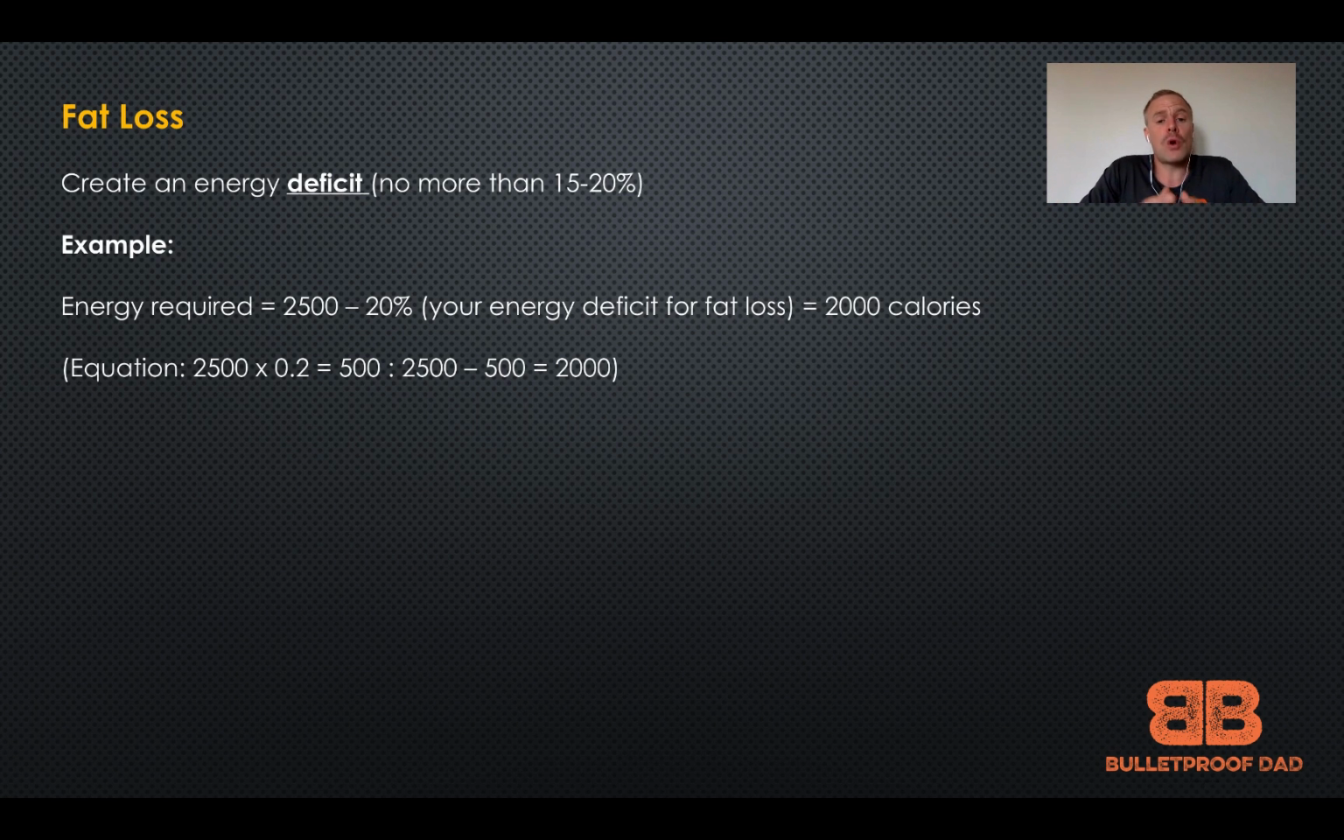So, for example, if you require 2,500 calories for the day, you'd want to create about a 15 to 20% energy deficit for fat loss, which is 2,000 calories in this example. So 2,500 times 0.2 equals 500. 2,500 minus 500 equals that 2,000 per day. So here you're creating a 20% energy deficit, which is going to result in fat loss. No more than 15 to 20%, however.